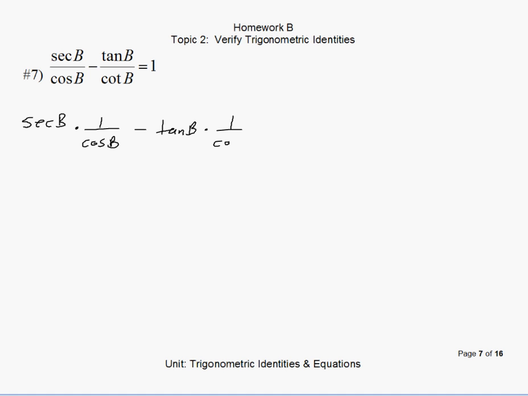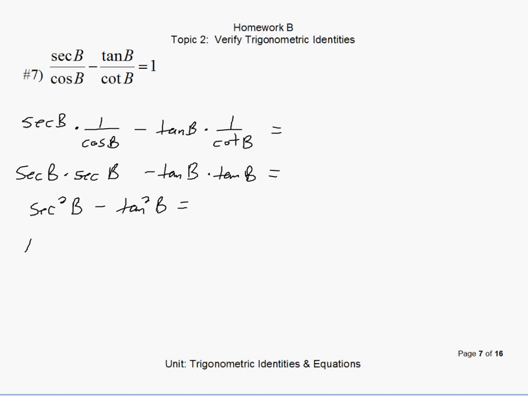I changed the divided by cosine to times 1 over cosine, so instead of dividing, you multiply the reciprocal. I changed dividing by cotangent to times 1 over cotangent. Then 1 over cosine is secant, 1 over cotangent is tangent. Secant times secant is secant squared. Tangent times tangent is tangent squared. Using the Pythagorean identity, secant squared of b is tangent squared of b plus 1. Just bring the subtract tangent squared of b down. Your tangent squared of b's cancel, so you get 1 is 1.